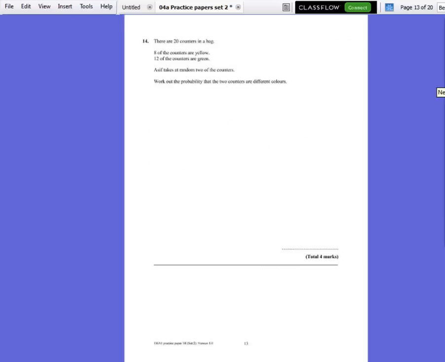Question 14. There are 20 counters in the bag, 8 counters are yellow, 12 counters are green. Eve takes a random 2 counters, work out the probability of them being different colours. Well, the best way to do this one is with a tree diagram. So if we have yellow and green, yellow and green, yellow and green.